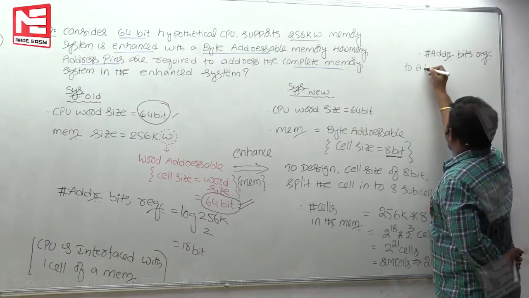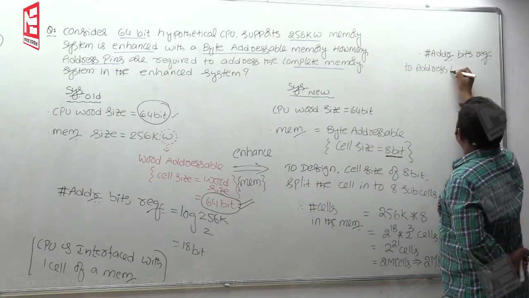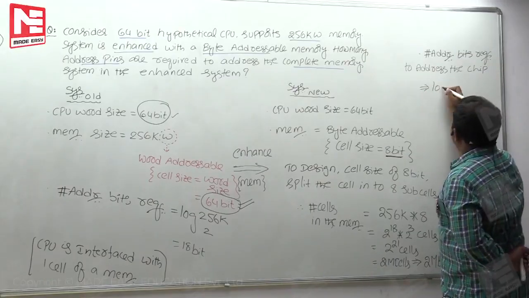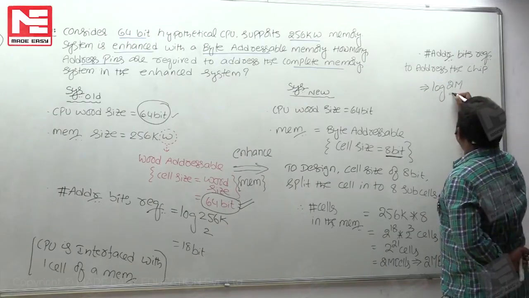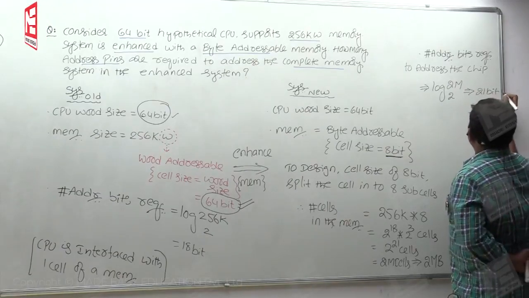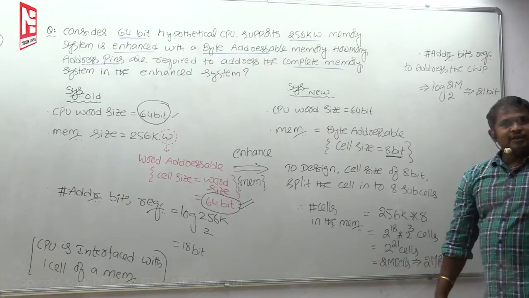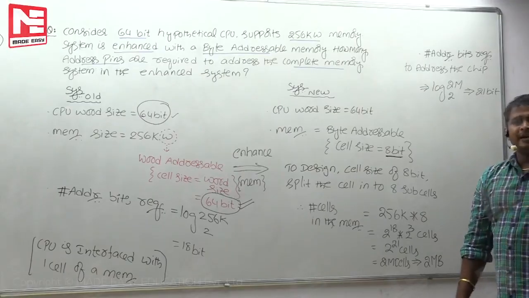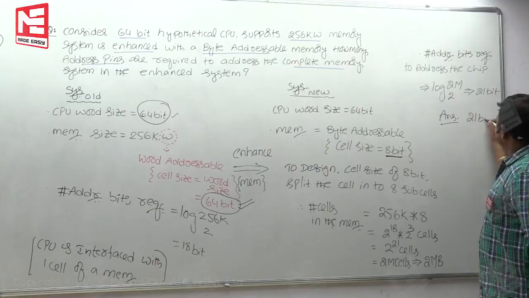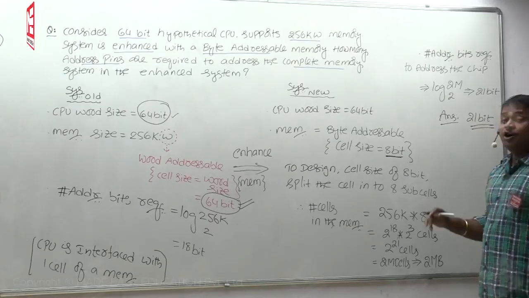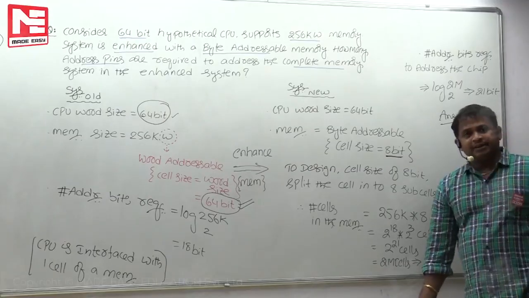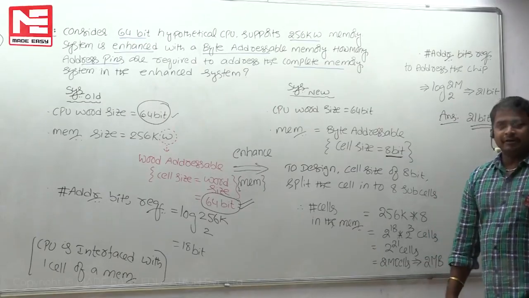To address the chip is equal to log 2 mega cells base 2. That becomes a 21-bit address. Correct? The total address bits required to refer to the complete memory space is 21-bit. Answer is 21-bit. Here they are not asking how many extra bits are required. They are asking the total address bits required to refer to the total memory chip: 21-bit.